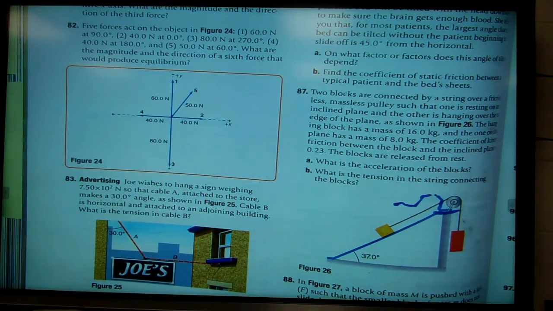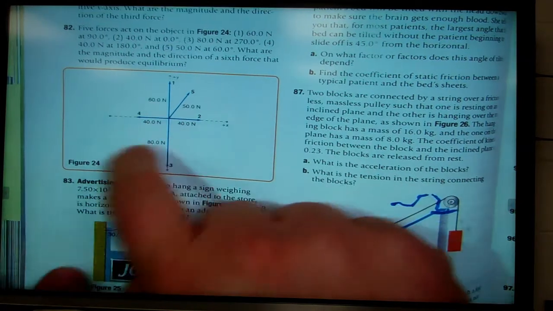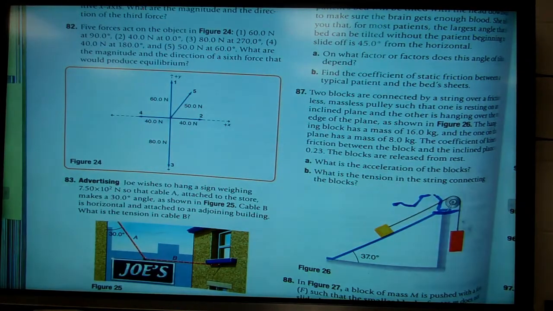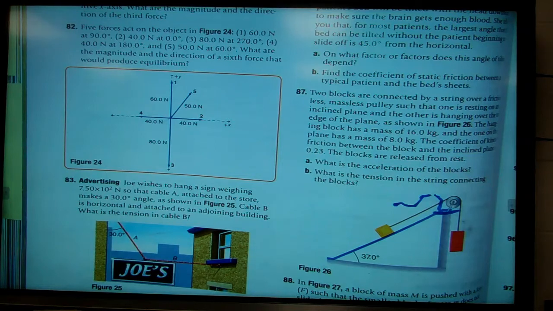Yes. But this is the thing. When you're looking for a sixth force to cause equilibrium, what you need to do is find the net force that's going on within the system. Find the net force of all 5 forces.